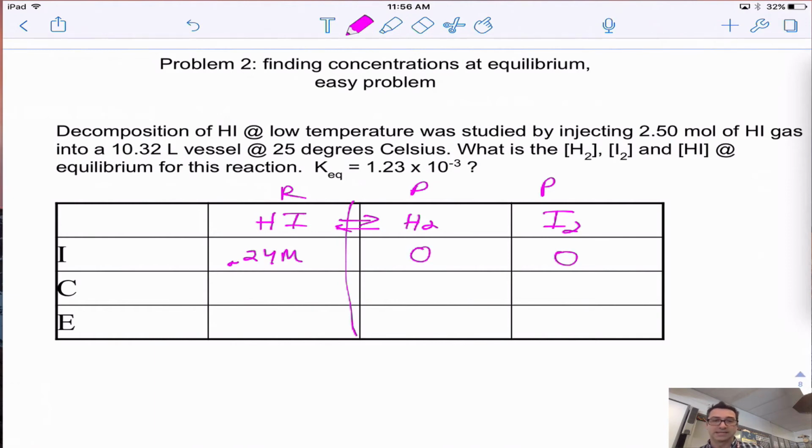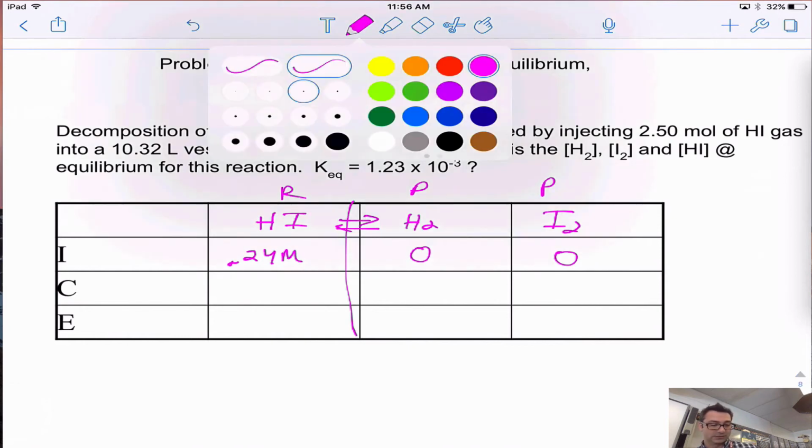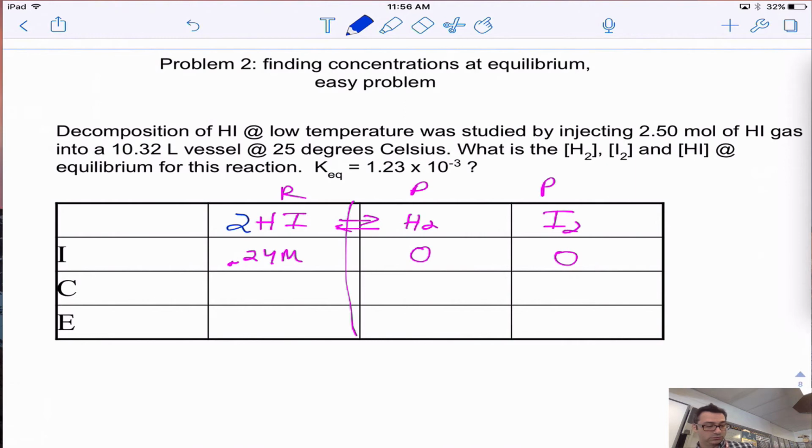Now we do our ICE table. I have to balance my reaction. I almost forgot to do that. We would have gotten in trouble here. I need a 2 to balance it out. So this is going to be minus 2x, plus x, plus x, and at equilibrium 0.24 minus 2x, x, x. Well, now I'm ready to solve for x.